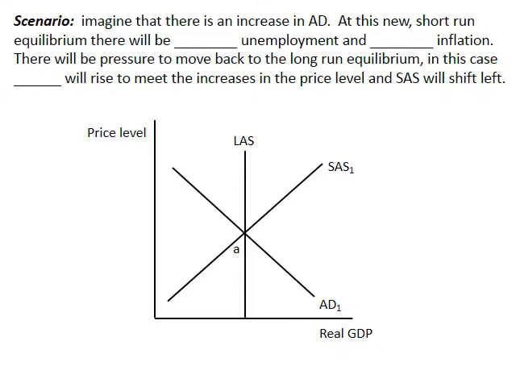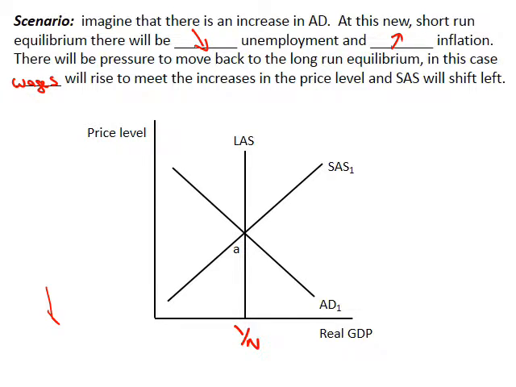So scenario, imagine that there's an increase in AD. At this new short-run equilibrium, there will be lower unemployment and higher inflation. We know this already. There will be pressure to move back to the long-run equilibrium. In this case, wages will rise to meet the increases in the price level, and SAS will shift left. We looked at this in the neoclassical model when we looked at how in the long run there's going to be a tendency to move back to this natural rate of unemployment.